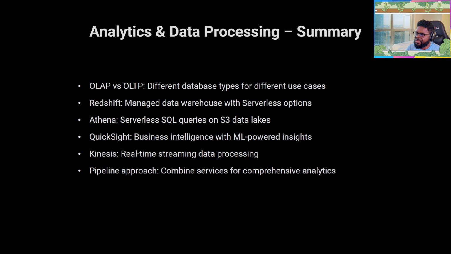So for summary, we talked about the difference, right? OLAP versus OLTP, really different database types for different use cases, right? OLAP is for analytics, OLTP is for transactions. Redshift, obviously a managed warehouse, and there's a serverless option for it. Athena, we've seen it, serverless SQL queries on S3 data lakes, right? So S3 data basically. QuickSight, a BI tool that you can have on top of all the things that we've mentioned, whether it's Redshift, whether it's S3 with Athena, you can obviously have BI with the help of QuickSight on top of it. And then Kinesis, if you're ever talking about real time or near real time streaming, that's where Kinesis comes in.